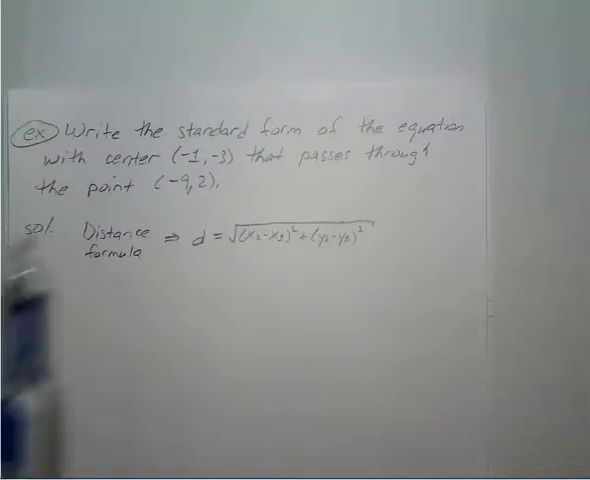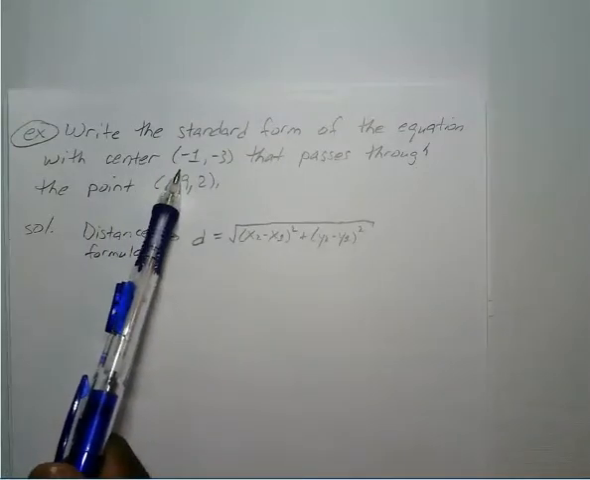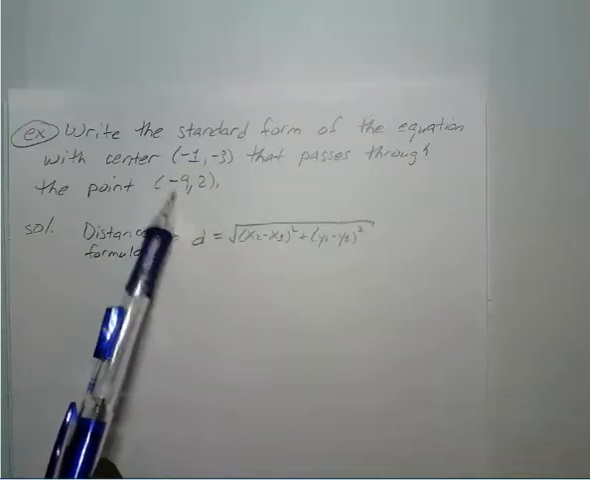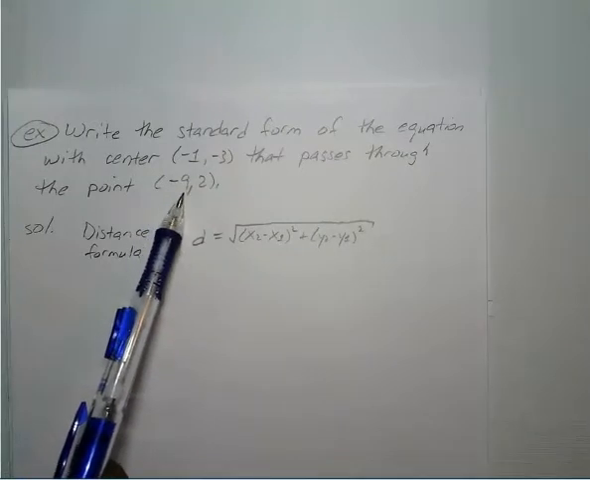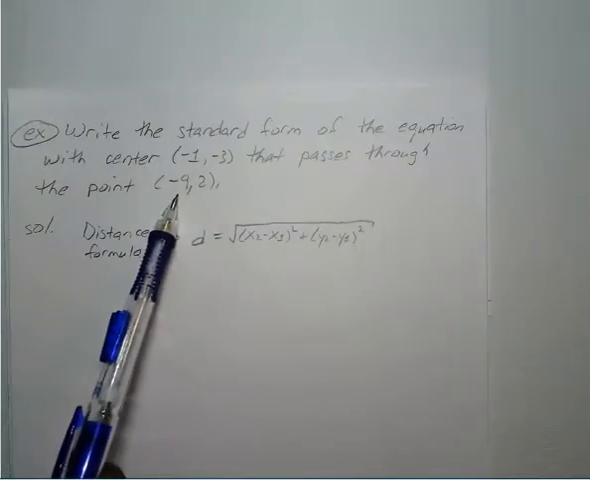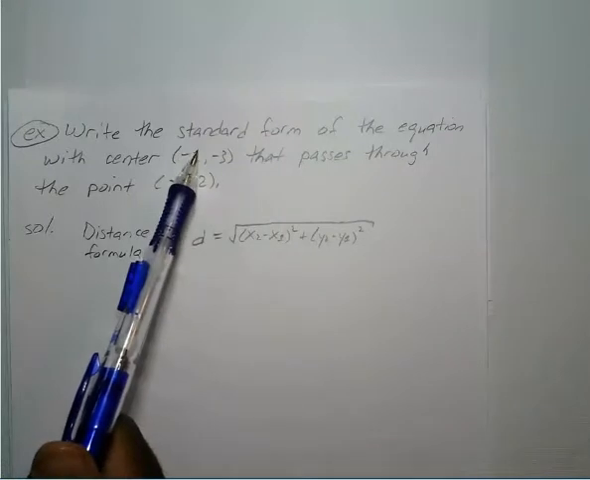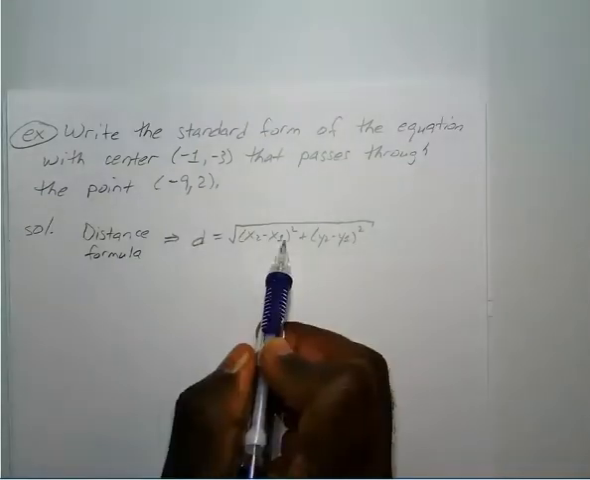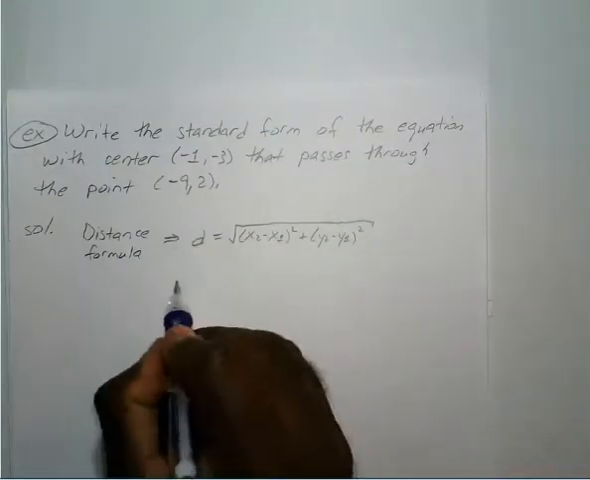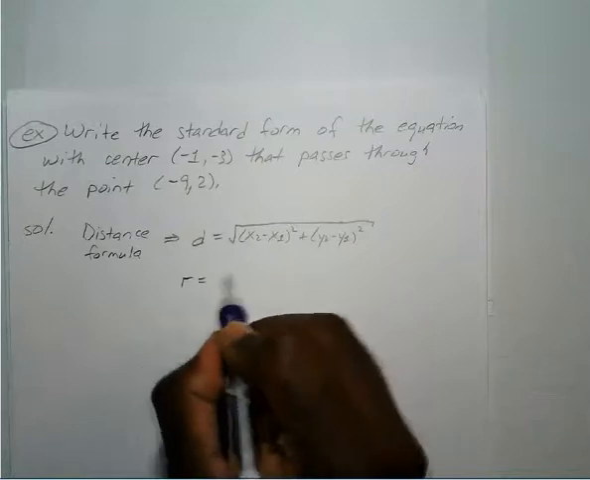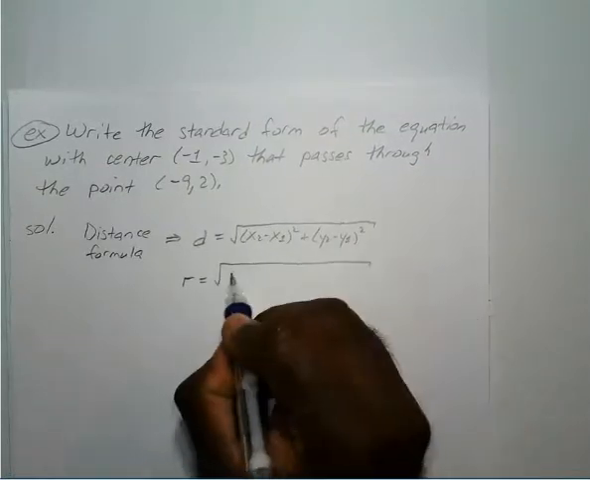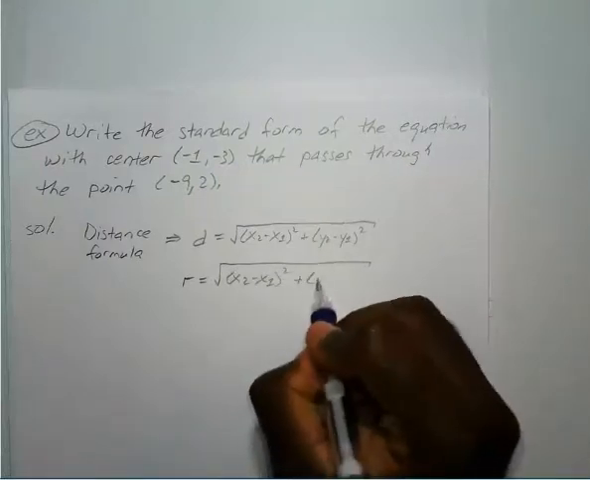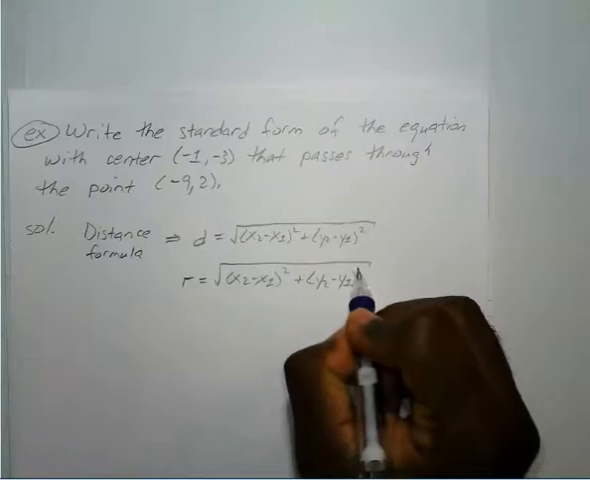Now the thing is, if you have the center here and a point on your circle is there, the distance from the center to any point on the circle is your radius. Okay, so we just have to find the distance between the center and that point. Okay, so instead of the distance between the two, since that distance is the radius, we just use the radius is equal to the square root of x2 minus x1 squared plus y2 minus y1 squared.